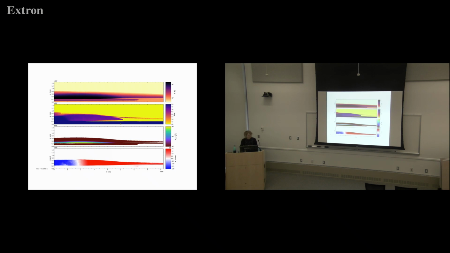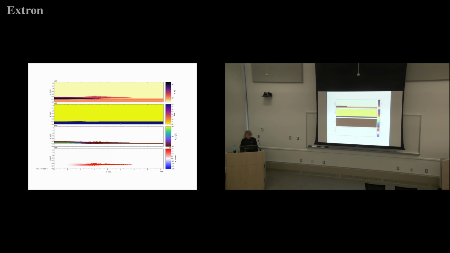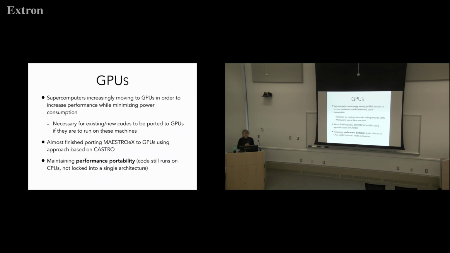Okay, so for the last part of my talk, I just want to talk about some of the technical improvements we've made to the code recently, namely our port to GPUs. Supercomputers are increasingly moving to GPUs in order to increase the performance of codes whilst minimizing power consumption. Essentially this means that anyone who wants to run on any of the next generation exascale computers is going to need to port their code to GPU to use those machines.